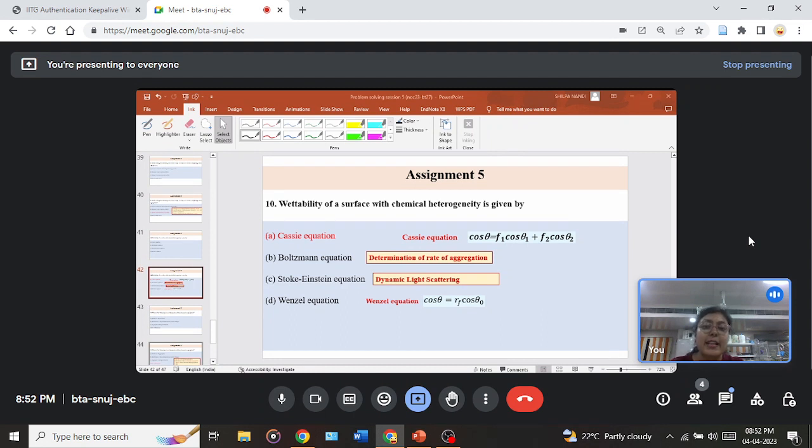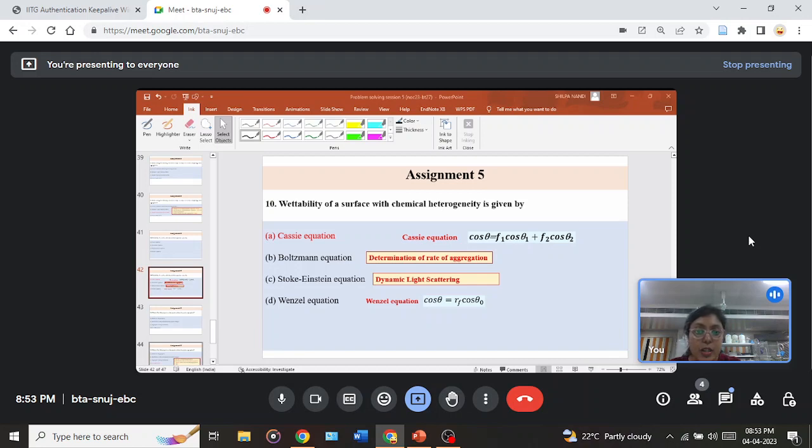So your option number A, that is the Cassie equation: cos theta is equal to F1 cos theta 1 plus F2 cos theta 2. So F1 and F2 here give your chemical heterogeneity. Any fraction of amine or other kind of modified surfaces are given by this F1 and F2. So the Cassie equation pertains to the wettability of the surface with chemical heterogeneity. Wettability is your contact angle, that is theta here. So theta is the overall wettability, whereas theta 1 pertains to the first modified surface and theta 2 may be the second modified surface.